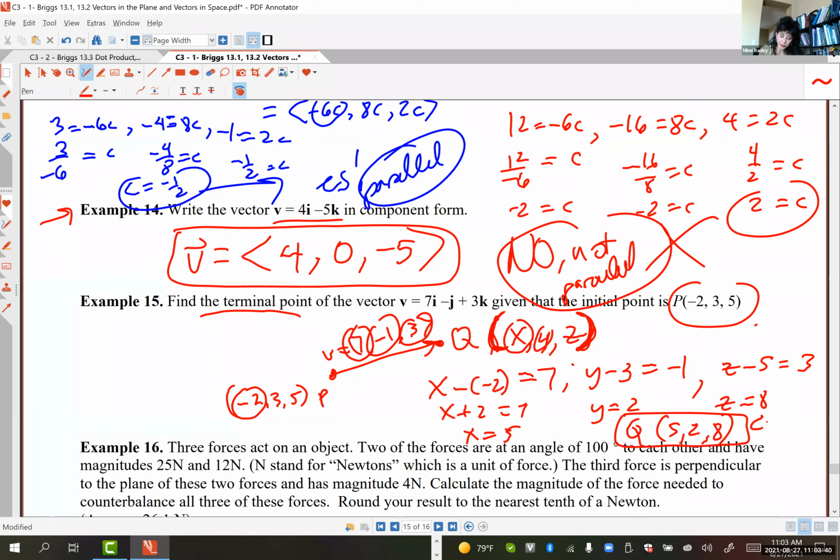On an exam, do we have to show that, or can we just add 7 to -2, -1 to 3, and then 3 to 5? I want you to show the intermediate steps. Okay. Please.